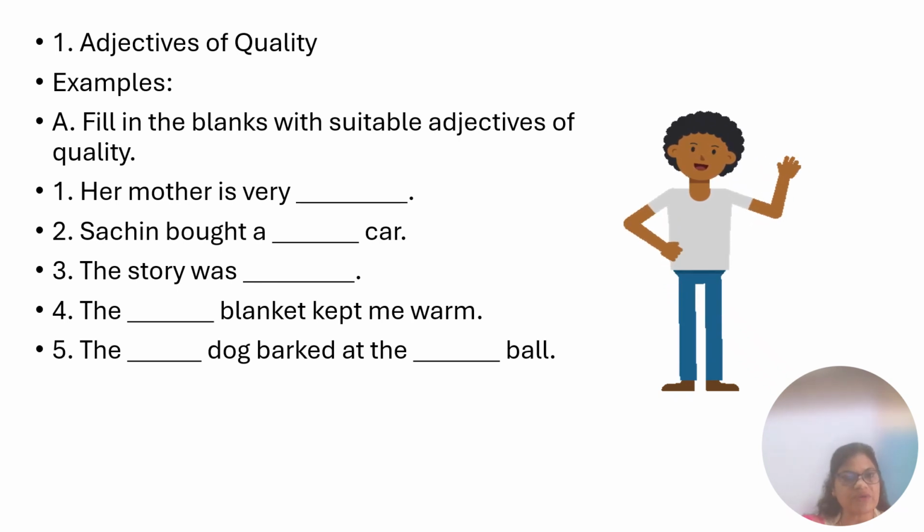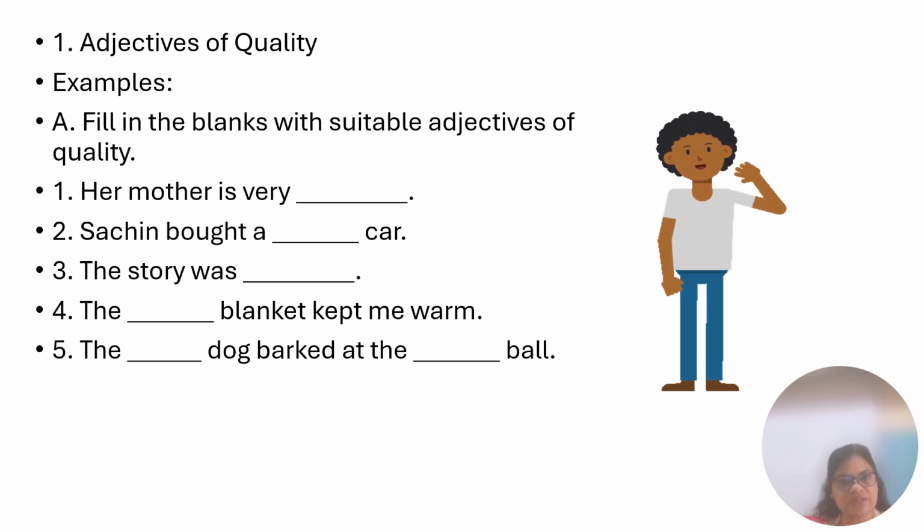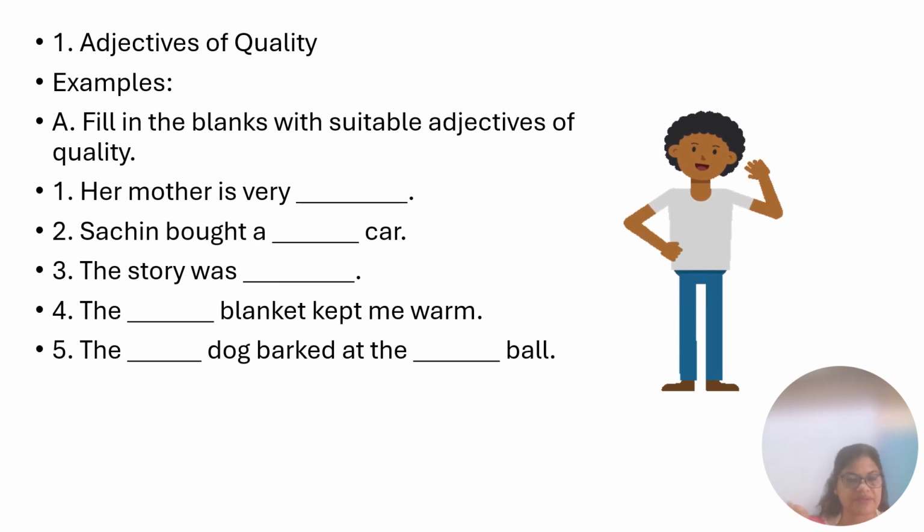Now the fourth sentence you have the dash blanket kept me warm. So here you can use any word. Here you have to use the quality of the blanket, the woolen blanket or the warm blanket kept me warm. You can use any word here which describes the quality of that blanket.